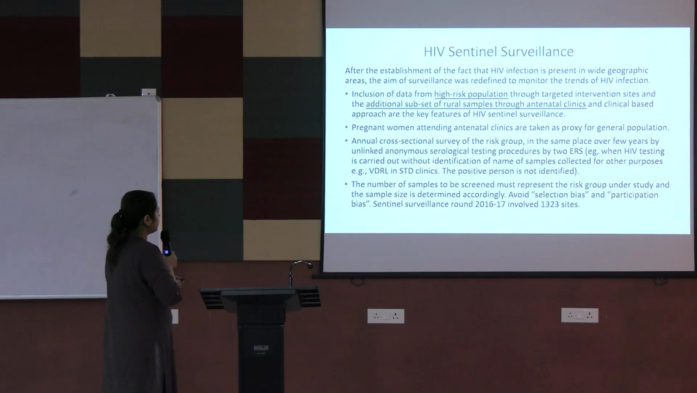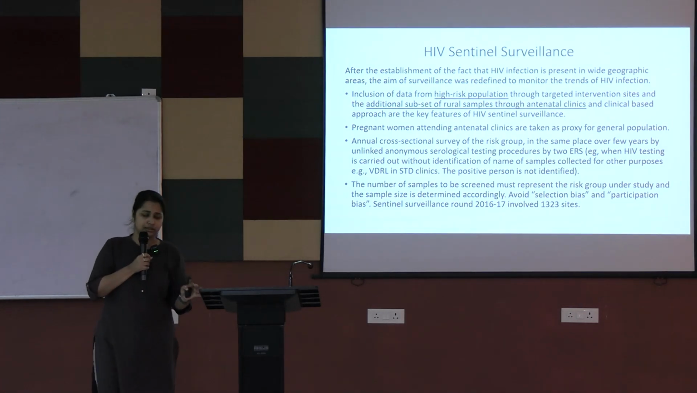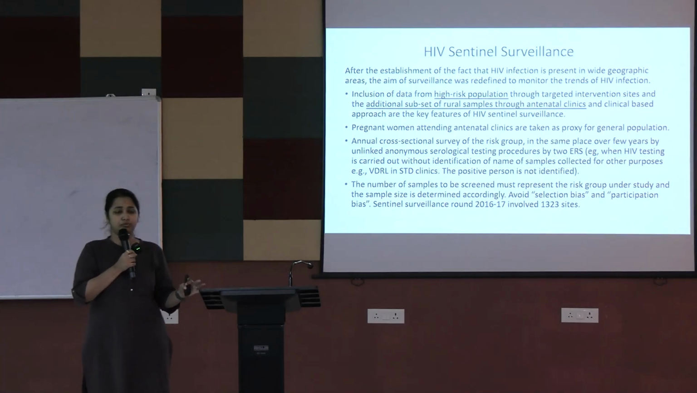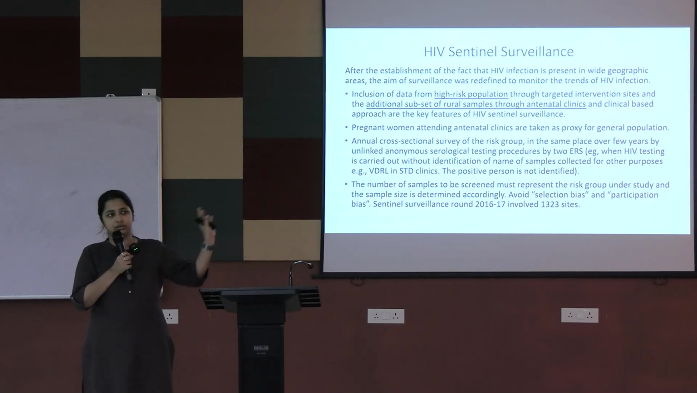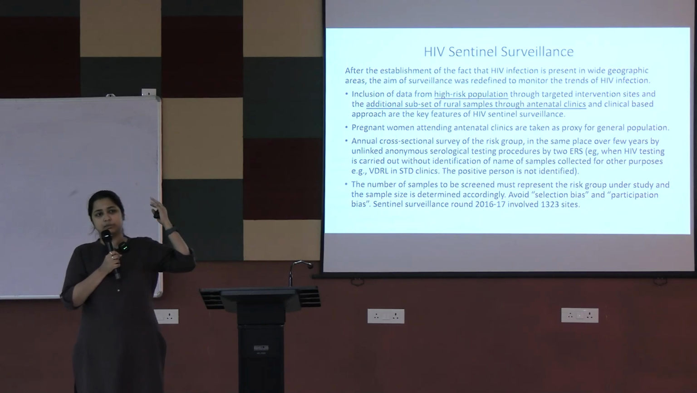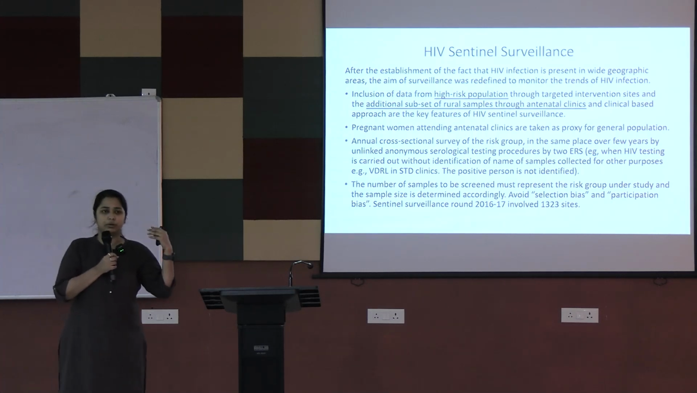So for example, when HIV testing is carried out on samples collected for other purposes, without identification of names, the positive person is not identified. So all the data that is collected from the hospitals are anonymous. We just have to know the surveillance, or what is the prevalence of that disease in the community, that's it. We just need to know the number, we do not need to know the identification of who is positive. If a person comes positive for HIV, the clinic will deal with the treatment. That is another thing. But just for surveillance purposes, that is, what is the prevalence and what is the burden of the disease in the community, only the data is taken up, that is how many people have come positive, that's it.